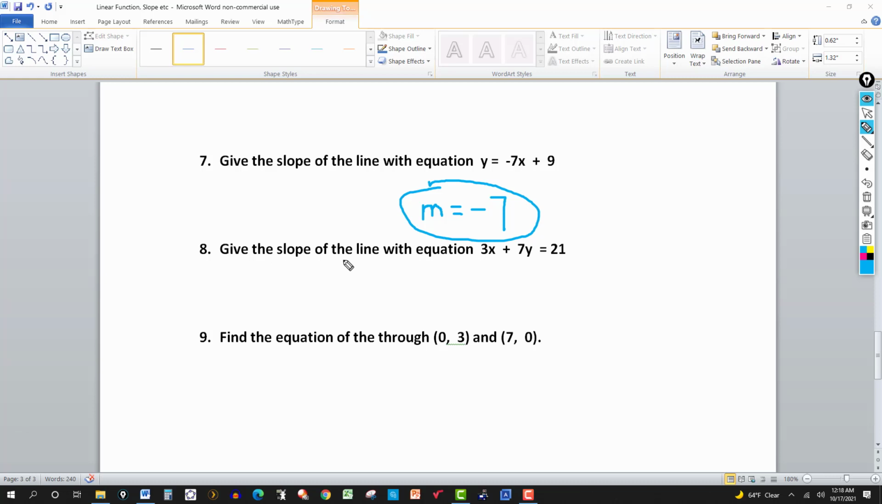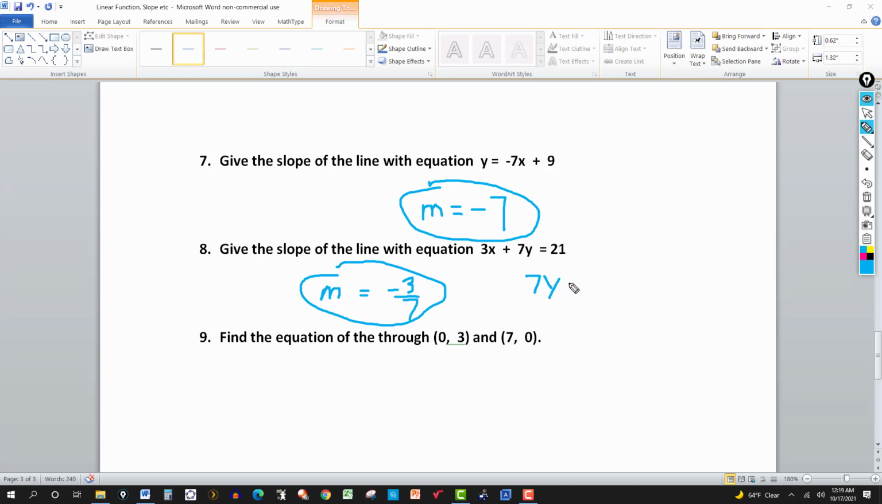Next one, give the slope of the line with equation 3x plus 7y equals 21. Now you should be able to do this without doing any calculations, just in your head. You should know, since they just want the slope, that if you have the equation solved for y, whatever multiplies the x is your slope. So you should be able to see without even working this out, the slope is -3 over 7. And if you can't see that, then solve it for y.